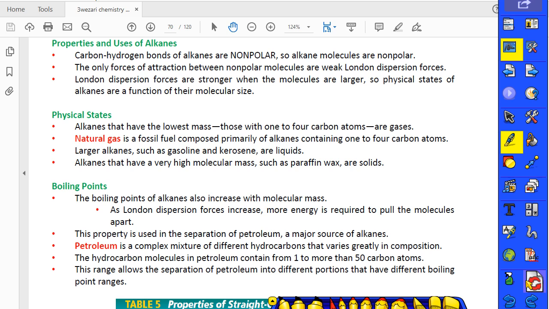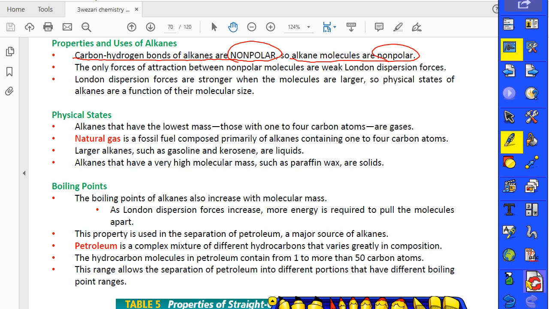First we have to know that the carbon-hydrogen bonds in alkanes are non-polar. As we know there are three types of bonds: non-polar, polar and ionic bonds. Depending on the electronegativity difference, we can have different types of bonding. But carbon and hydrogen are close, so the electronegativity difference is very, very small. Because of that, it's non-polar. So alkane molecules are non-polar compounds.